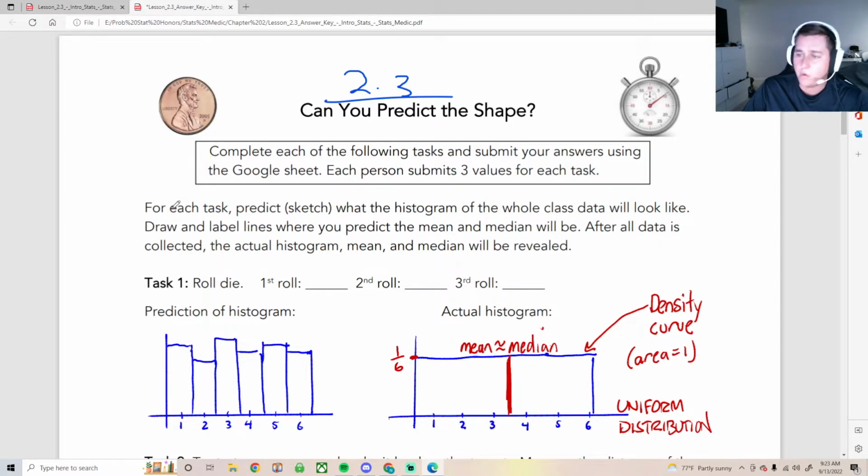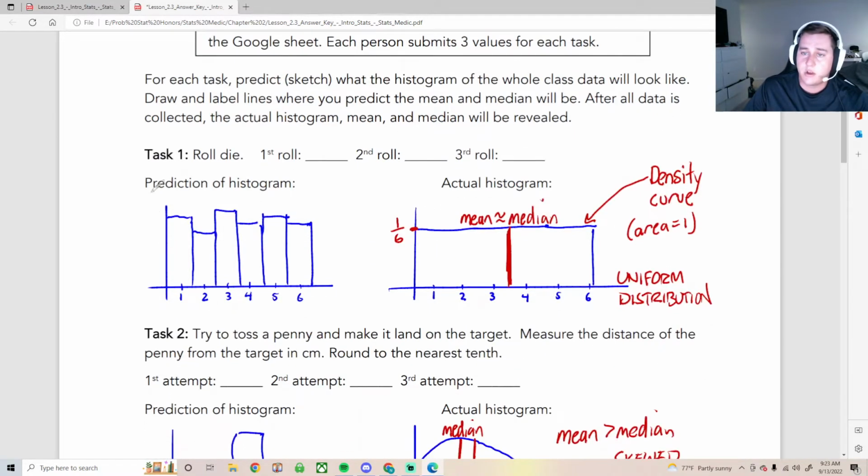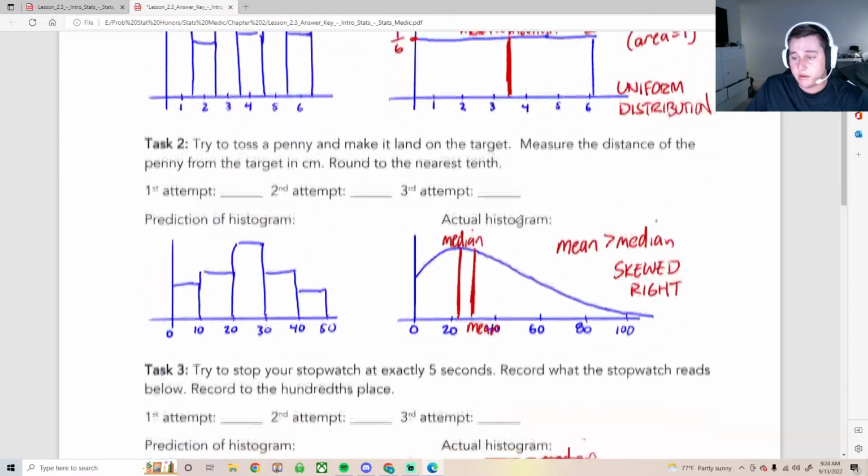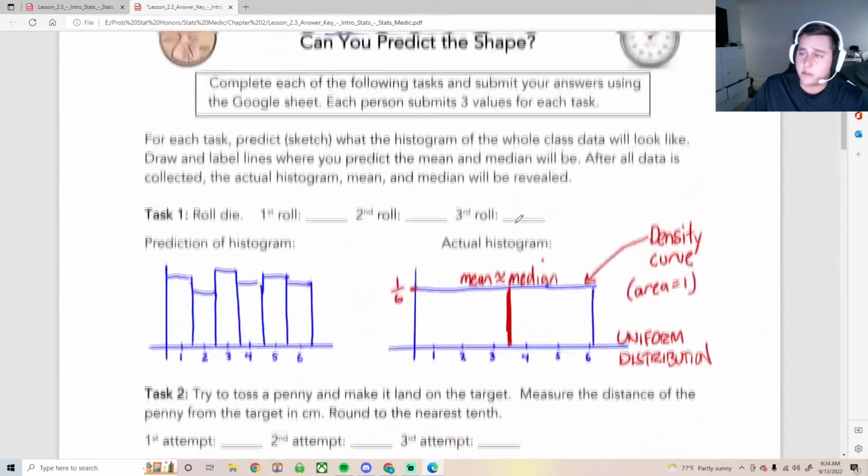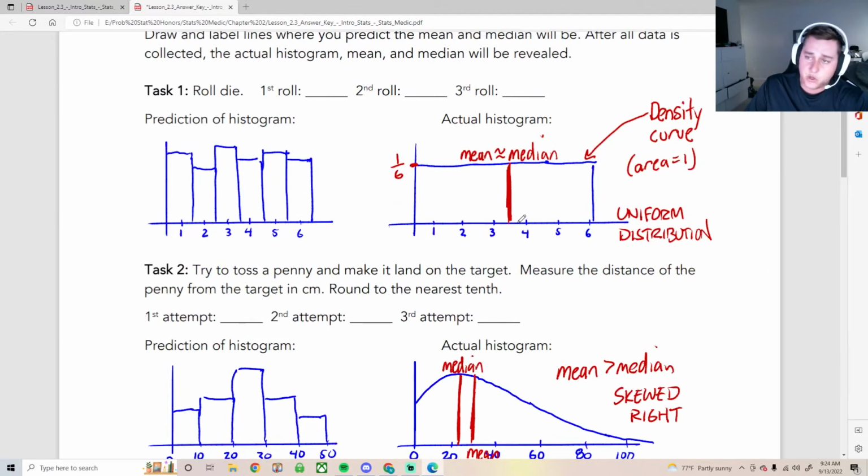So what we would do is we would have each person test and do three of these, and then we would record the data, and then everyone would kind of combine all of their data in one place. So the prediction of the histogram, this is actually what you would be drawing. This is your prediction of what you think the data would look like. And then the actual histogram is what would actually happen based on the collecting of all of the data together. So I'm going to go through and more or less explain why these have their particular shapes. So first off, we were starting with dice rolls.